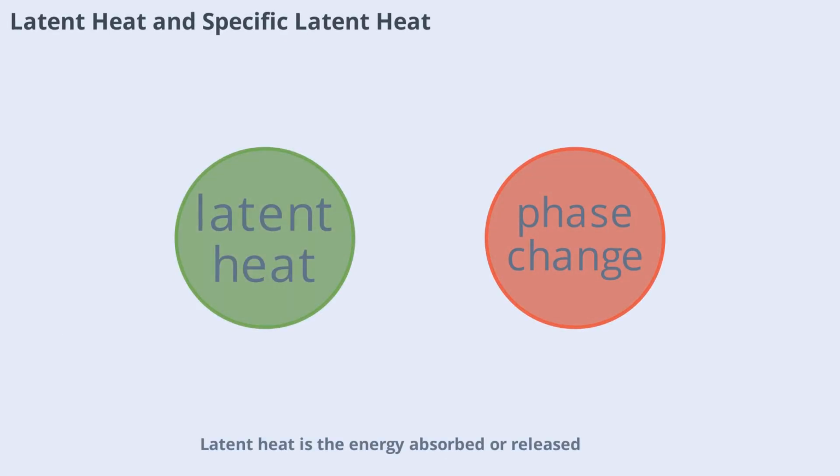Latent heat is the energy absorbed or released during a phase change without a change in temperature. When expressed per unit mass, it's called specific latent heat, denoted by L. The formula is L = Q/m, where Q is the heat absorbed or released and m is the mass. This concept explains why temperature remains constant during melting or boiling.